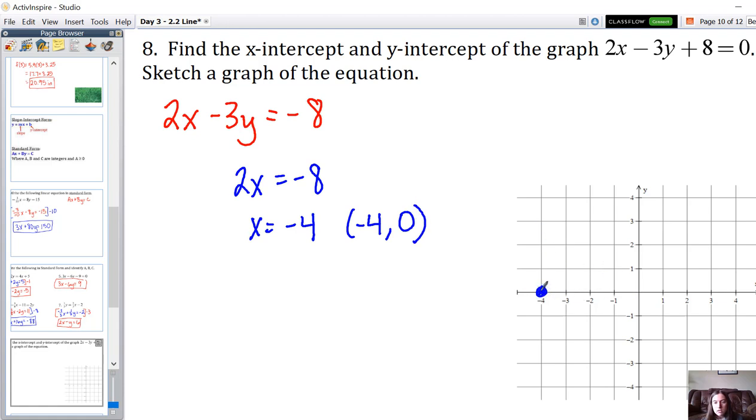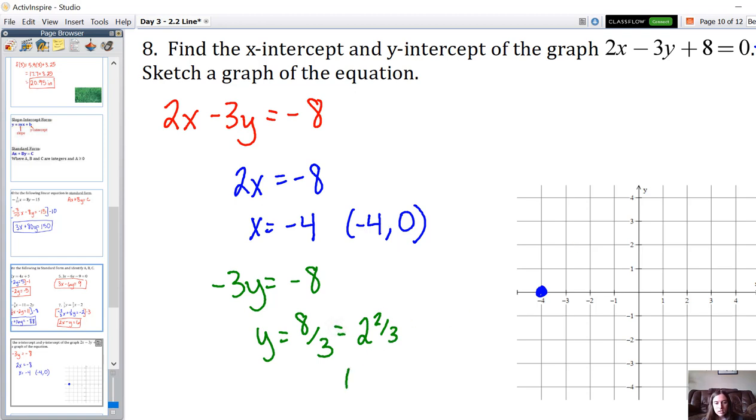negative 4, 0, there's our x-intercept. If we're looking for the y-intercept, we can do the exact same thing, but cover up our x. So a y-intercept is where x is equal to 0. If we were to plug in 0 for x here, we would have 2 times 0, which is still just 0. So all that we're left with is negative 3y equals negative 8. Then to get y by itself, we would divide by negative 3. So y is equal to 8 over 3, which is 2 2/3.